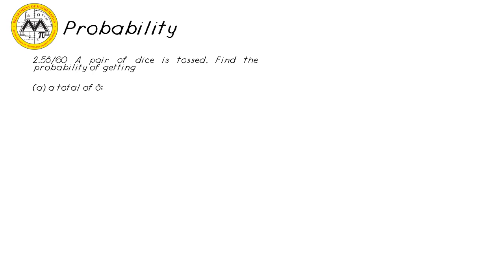Consider tossing a pair of dice. That would be 6 on the first toss and 6 on the second toss, so a total of 36 outcomes. What's the probability of getting a total of 8?